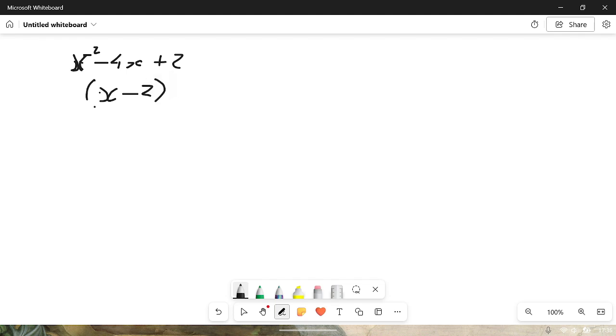Remember, completing the square, we square the bracket. And instead of just writing plus 2 this time, we're going to skip that step, and we're going to immediately write the square of the non-x variable. The non-x variable here is minus 2. And minus 2 squared is 4. So outside the bracket, we simply write minus 4 plus 2, and that is equal to x minus 2 squared minus 2.